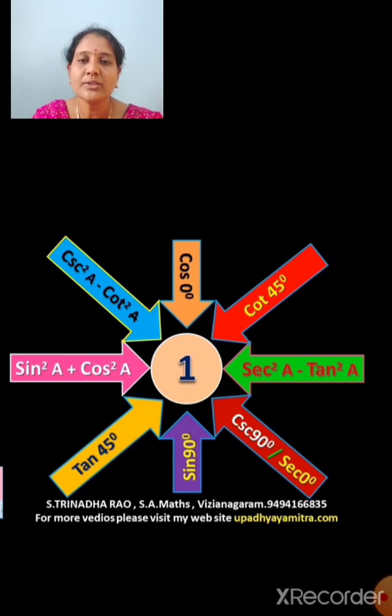Cos 0 is equal to 1. Cot 45 is 1. Tan 45 is 1. Sec 0 is 1. Cosecant square A minus cot square A is equal to 1. Overall, in the trigonometry chapter, the trigonometric identities have 1 as the answer, and some angles: tan 45 degrees, cot 45 degrees, cosec 90, cos 0, sec 0, sin 90. All these ratios and angles have the answer 1.